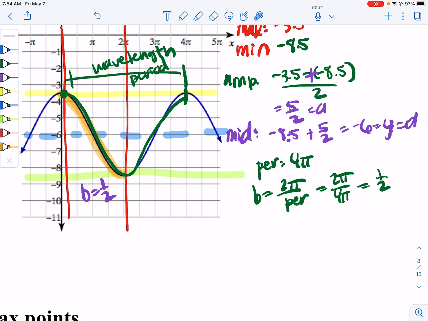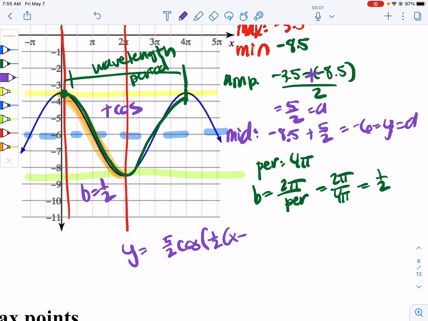Okay. So then we need to decide, is this sine or cosine? So this starts at the top, which means it can't be sine. So then it's cosine. So then we've got to decide, is it positive cosine or negative cosine? Well, this looks like a happy face, so this is positive cosine. So then we put all of this information together. So y is the amplitude, which is 5/2. It's a positive cosine. The b value is 1/2.